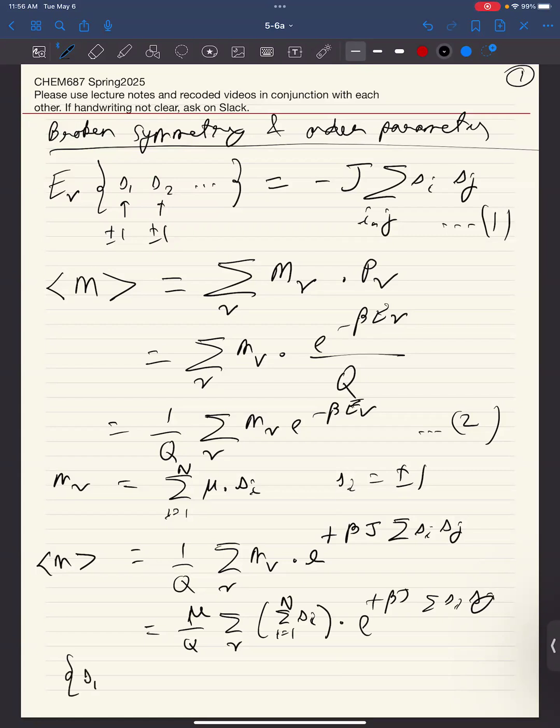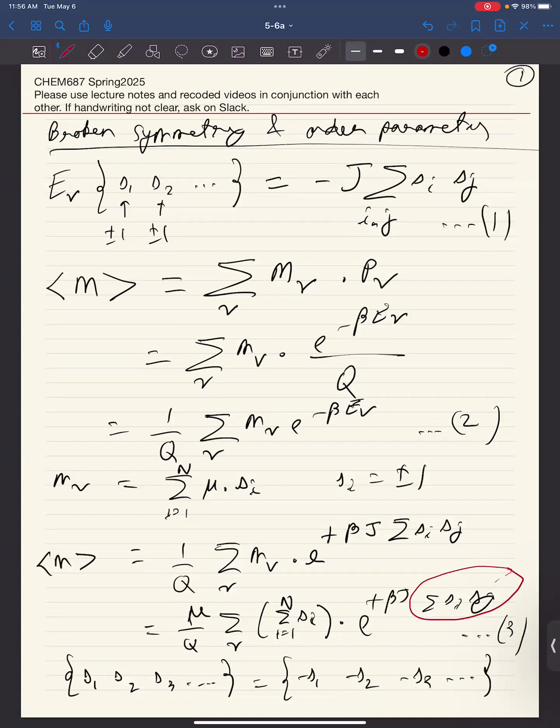If you had a microstate where the spins had certain values, S_1, S_2, S_3, and so on, and you took this microstate and you flipped every spin in the opposite direction. Maybe some spin was plus, maybe some spin was minus, I don't care. But whatever it was, you make it the other thing. If it was plus, you make it minus. If it was minus, you make it plus. So you take this and you make it minus S_1, minus S_2, minus S_3, and so on. If you do that, what happens to this quantity, summation S_i S_j?